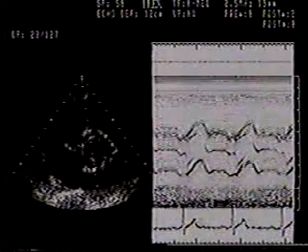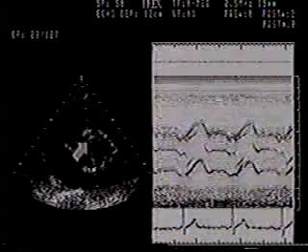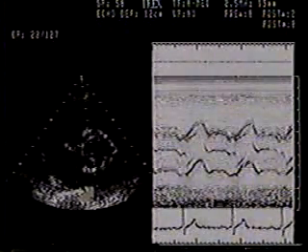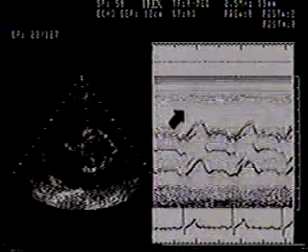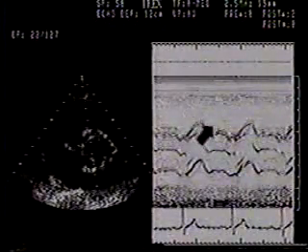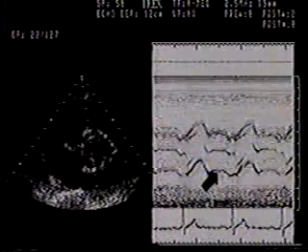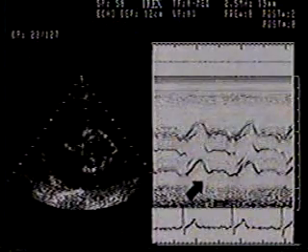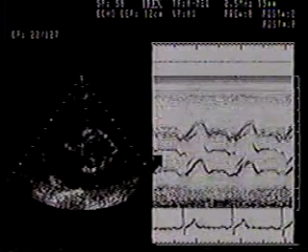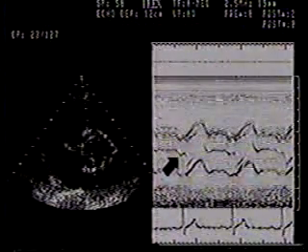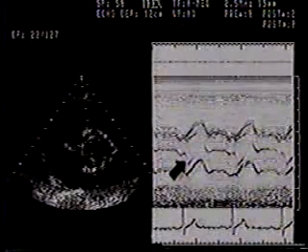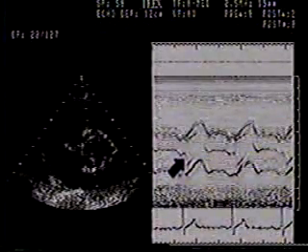The M mode cursor has now been guided through the aorta at valve level and then through the left atrium. This is the right ventricular outflow tract, and these parallel lines are the walls of the aorta. This is the left atrium. Aortic valve motion can be identified within the walls of the aorta. With normal, thin aortic cusps, it is often difficult to record valve motion throughout systole.